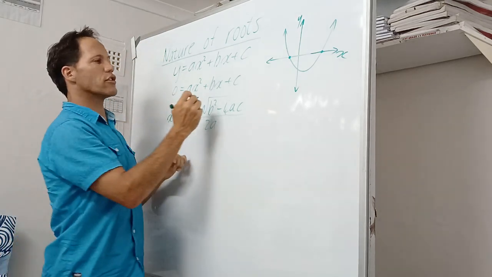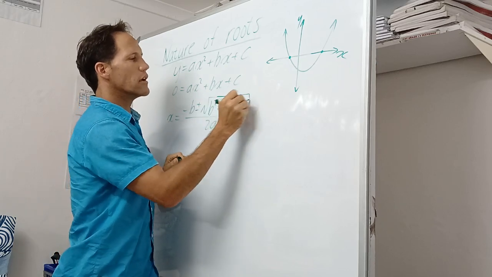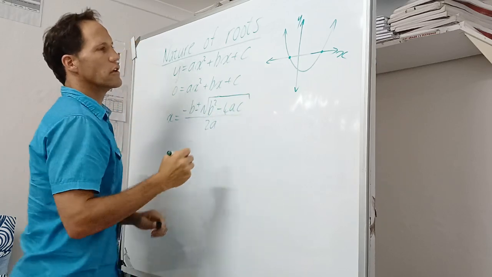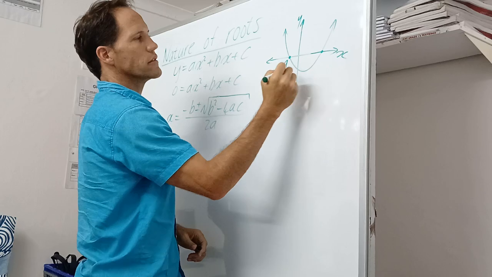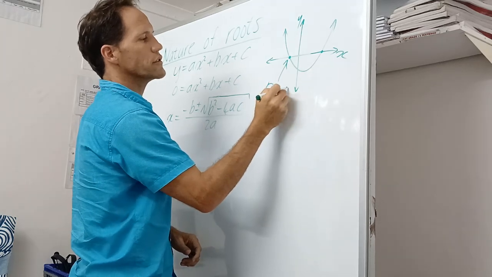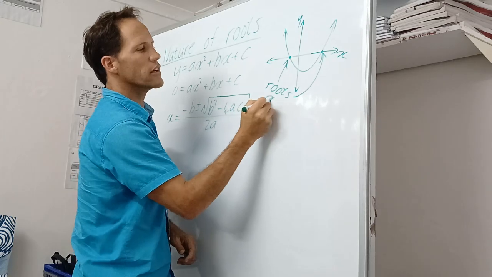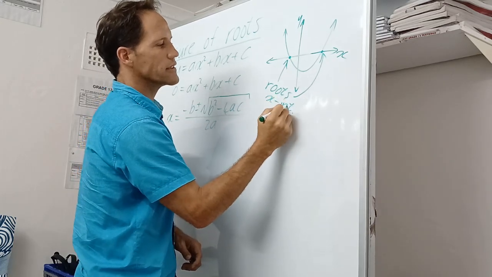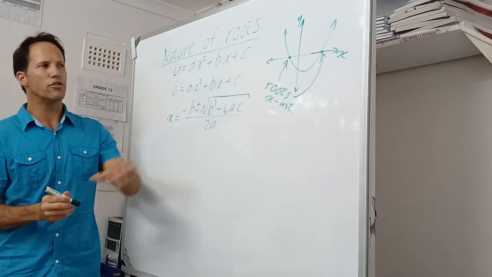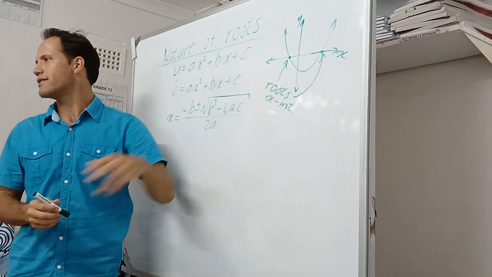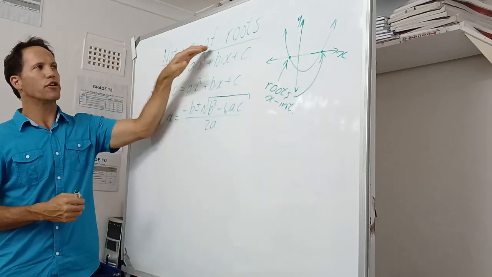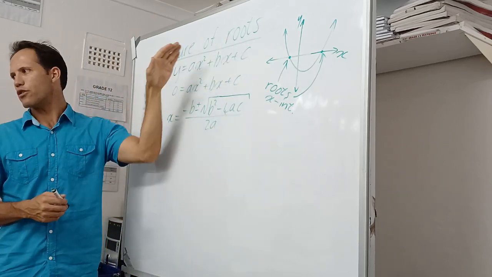What are the nature of the roots? That means, remember the roots are your x-intercepts. Okay, they are called the roots. You also call it the x-intercept. It's the same thing. You can call it the roots, or you can call it the x-intercepts. So nature of roots actually means the nature of the x-intercepts.